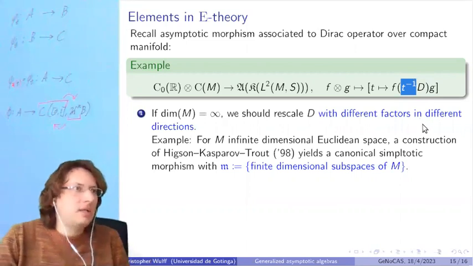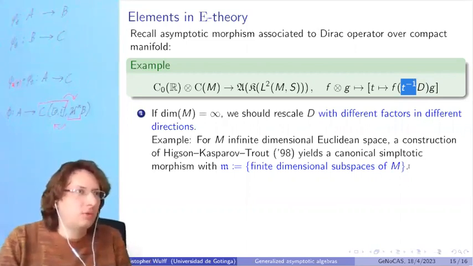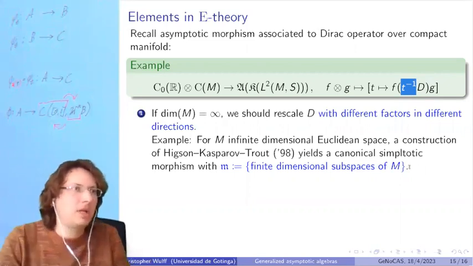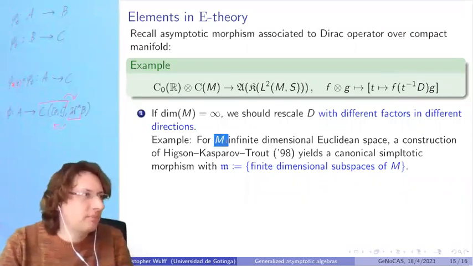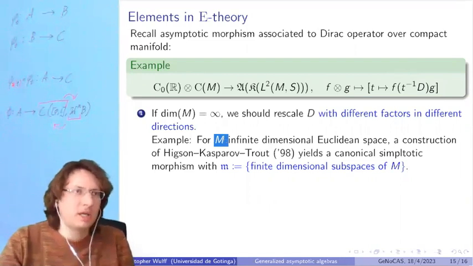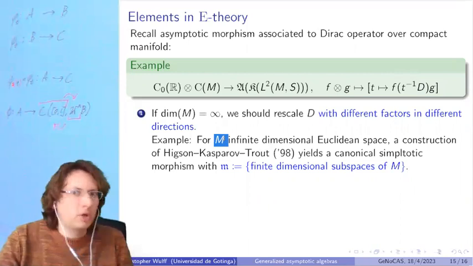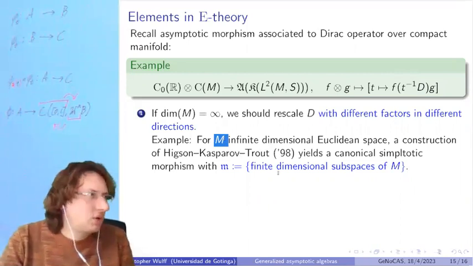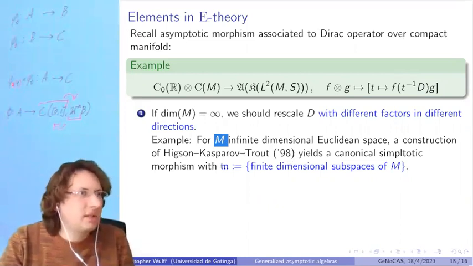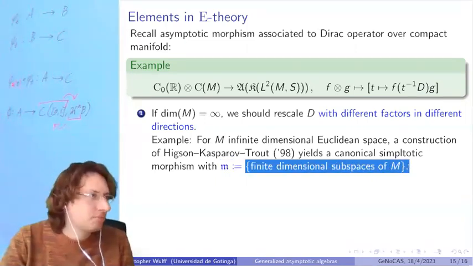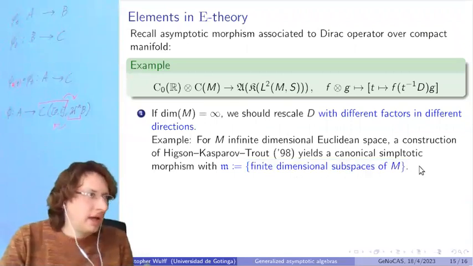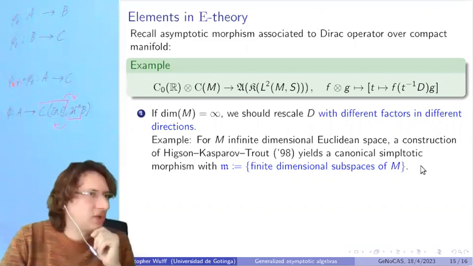And indeed, there was one construction, for which I'm thankful to Rufus Willett for pointing this out to me, namely Higson and Kasparov-Trout proved a version of Bott periodicity for infinite dimensional Euclidean spaces. So M is now an infinite dimensional Euclidean vector space. Deep in their paper, they were working with asymptotic algebras, but there was a construction which is actually more natural and works in more generality if we reformulate it as an asymptotic morphism. And in that case, the directed set would be the directed set of all finite dimensional subspaces of M. So that's one situation where I identified an asymptotic morphism which appears really natural.